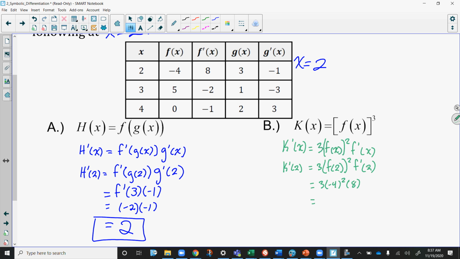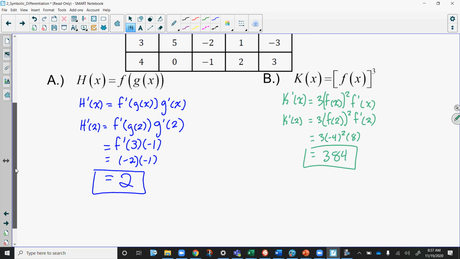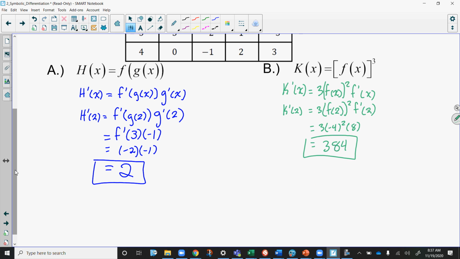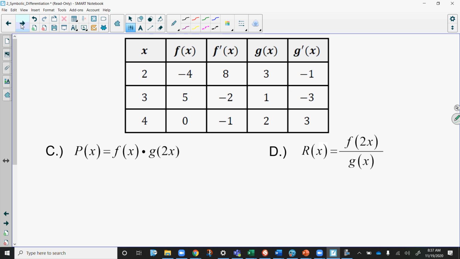So 3 times 16 times 8, I would probably just type that on a calculator, to be honest with you. I'm not big on doing big multiplication stuff in my head. That would be 384 in that case. So that's how we're looking at the table. Now those are two examples where we had to use the chain rule for symbolic differentiation using this table.